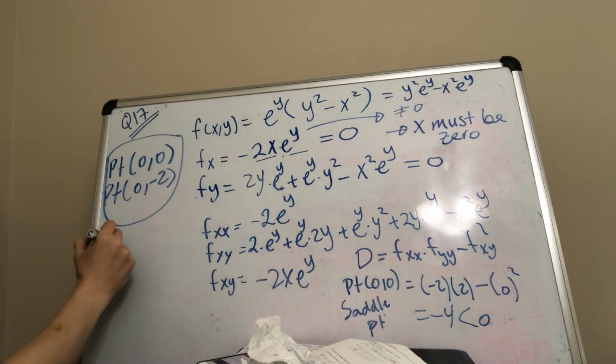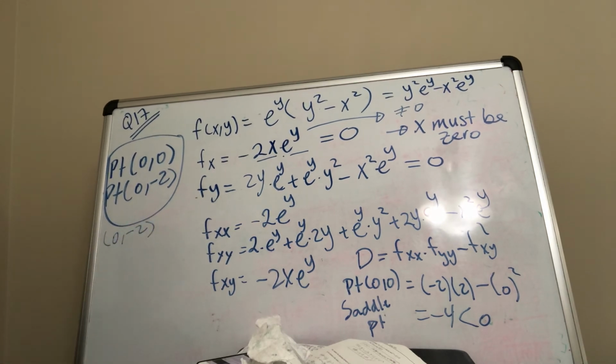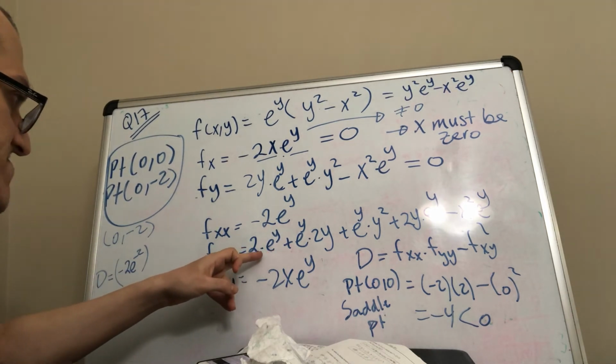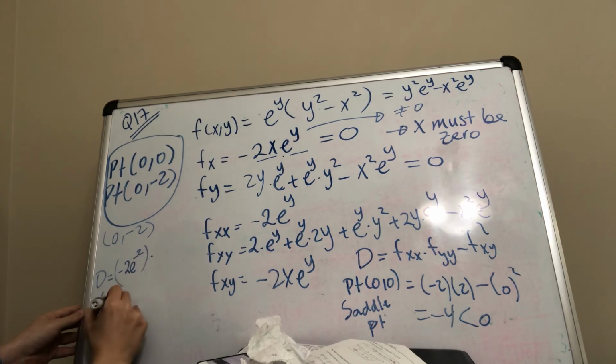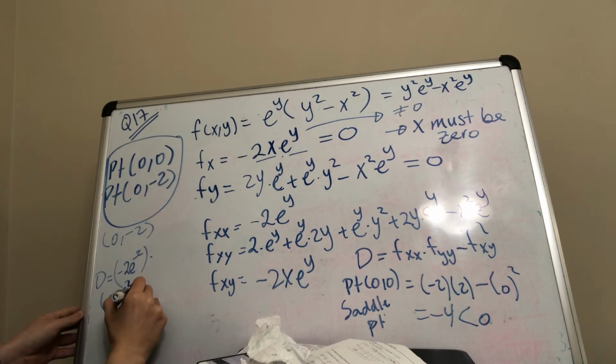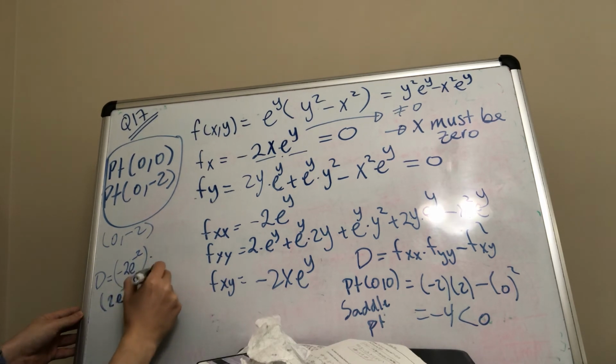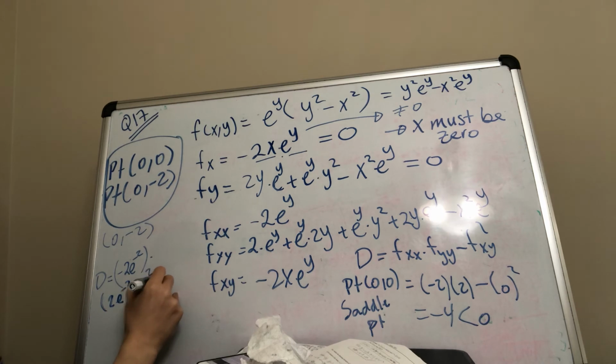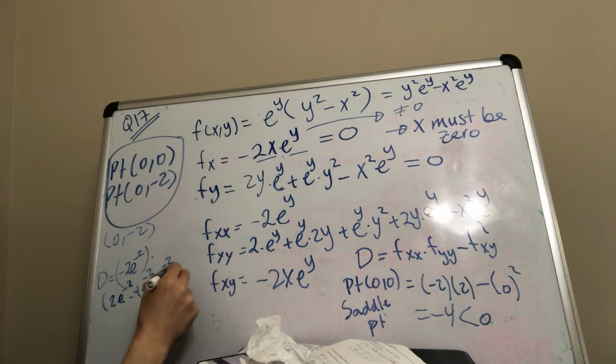If you try now point 0, minus 2, so we applied the D formula. 0, minus 2 here would be minus 2e to the minus 2. 0, minus 2 here would be 2e to the minus 2, minus 4e to the minus 2, and 4e to the minus 2, and minus 4e to the minus 2. All of this is the second derivative.